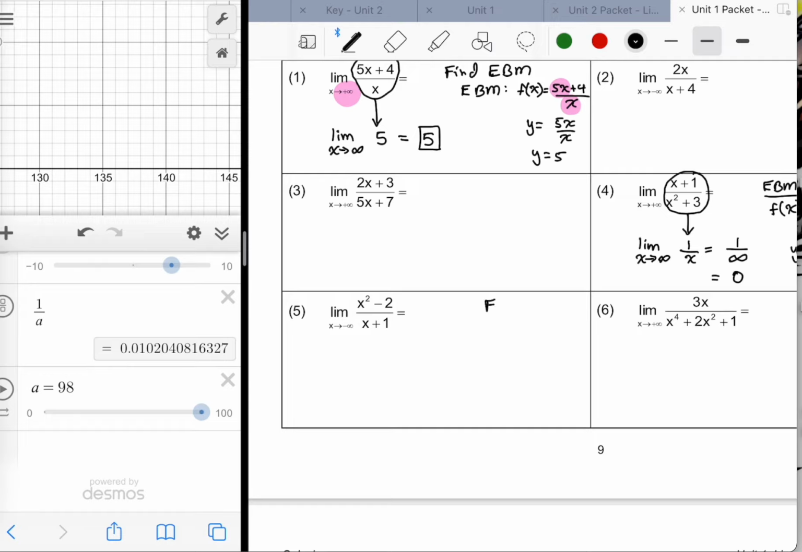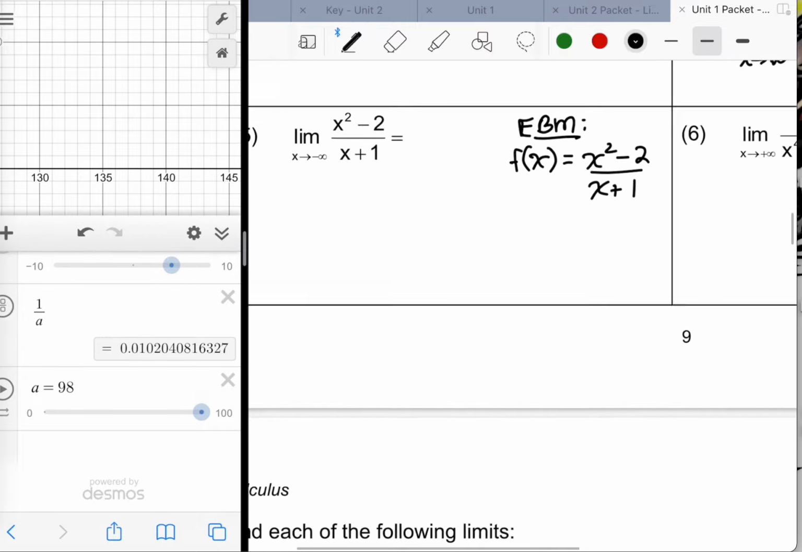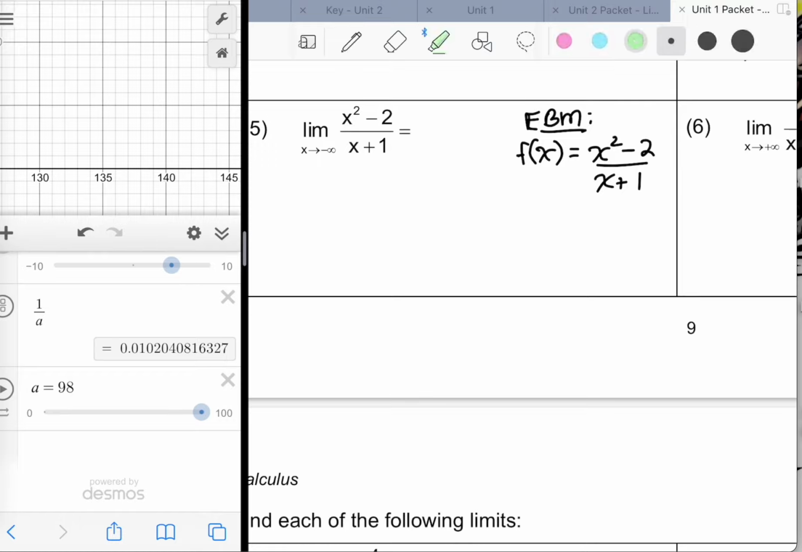Number 5, same idea, except different outcome coming up. So the end behavior model. f of x equals x squared minus 2 over x plus 1. We know by now that we're taking the term with the highest power on the top, dividing it by the term with the highest power on the bottom. So that's going to give us y is equal to x squared over x, which simplifies down to just y equals x. So the EBM shouldn't be the hard part. It's the interpreting of the limit. That's the tricky part.